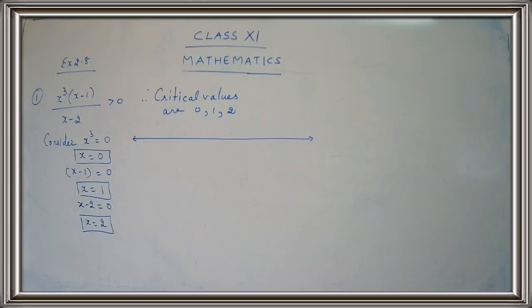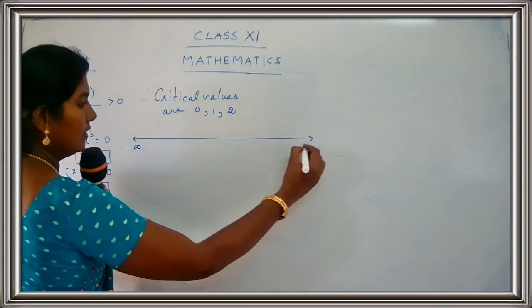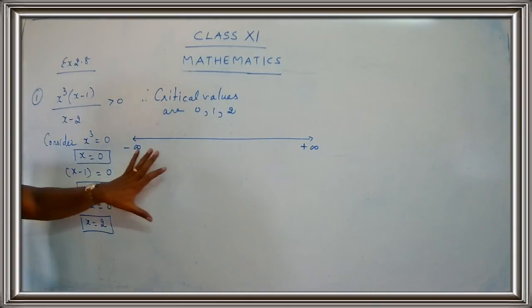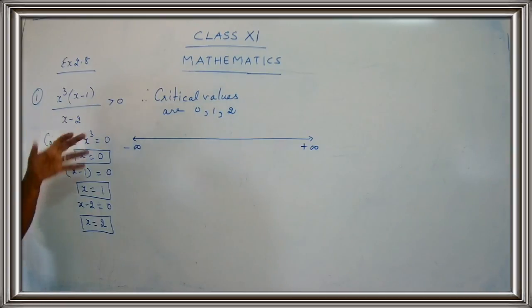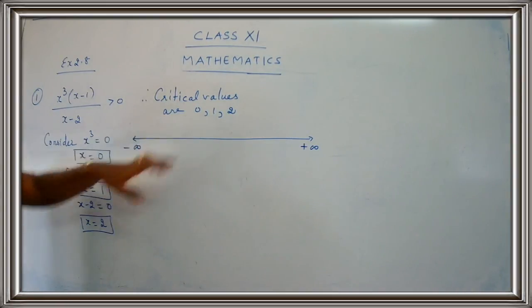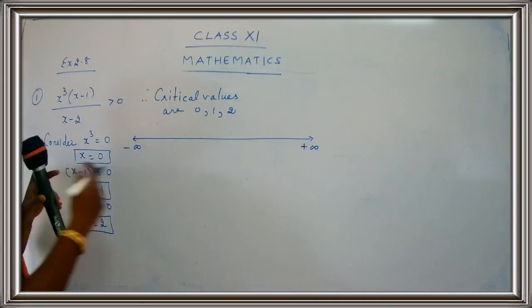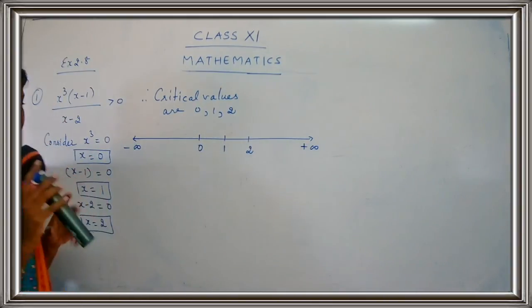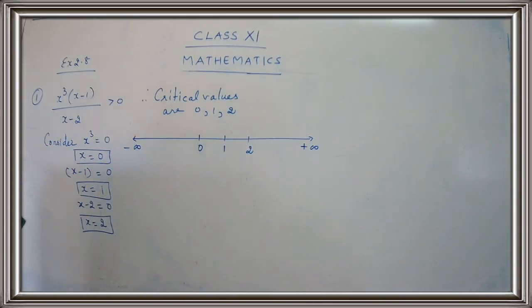Now listen here. I have told you that whenever you plot a number line, you have to take minus infinity on the negative side and plus infinity on the positive side. So take minus infinity on the left side and plus infinity on the right side. This is what we always follow whenever you are dealing with an inequality. Okay, children? Now we have to place 0, 1 and 2. 0, 1 will be over here and 2 will be here. So we have drawn the number line.